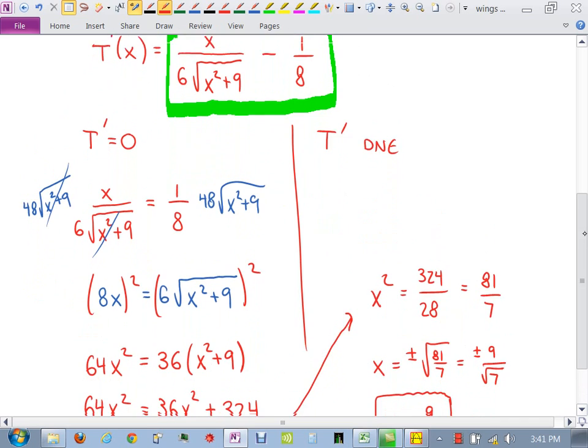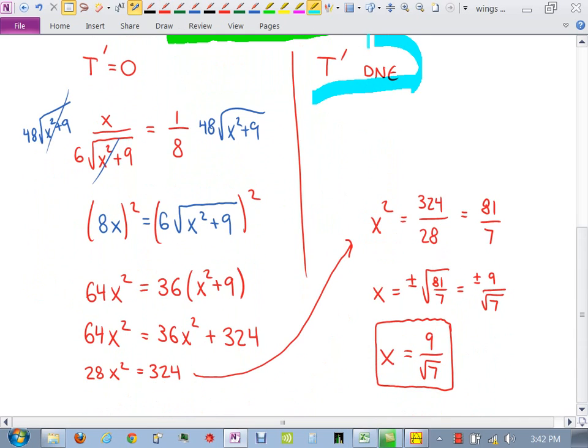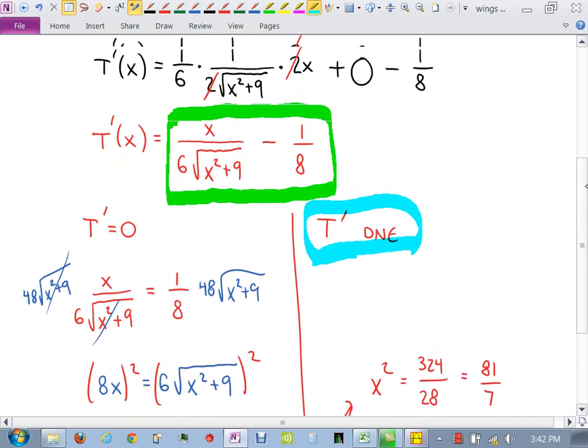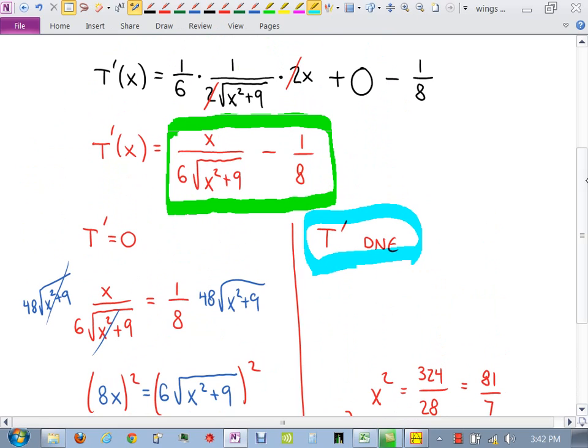Now, t prime does not exist. We need to go back and look at this here. Where was my derivative? There it is, in the green box. The only thing that's going to cause a problem is if I get division by 0 there. But we already said x squared plus 9 couldn't be 0. So wouldn't you agree that the derivative is good all the time? Nothing causes a problem. So it's not applicable here. Does not apply.